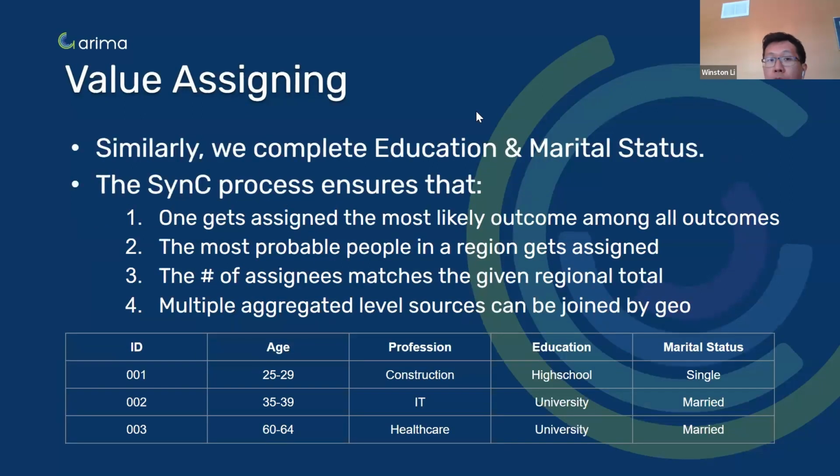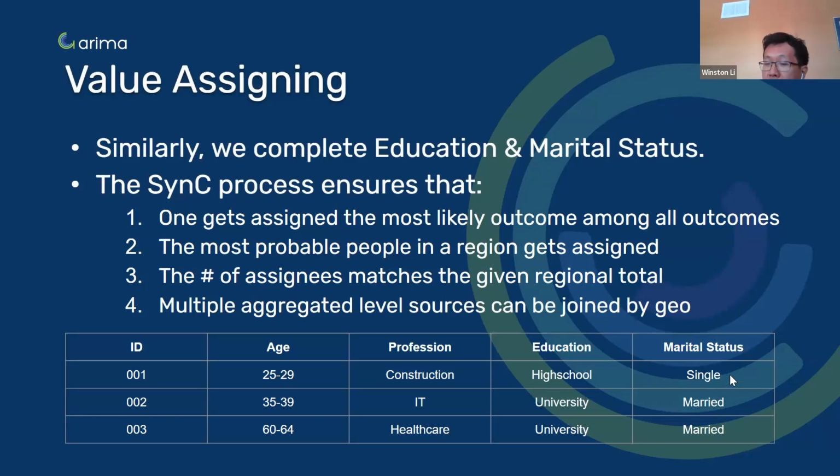And similarly, we use the same logic. Now, assuming we know people's age and profession, if we're told by census that one person is a high school grad and two people are university grads, I'd ask you, who do you think is more likely to be the high school grad? You'd probably say, well, I'm going to go with construction worker, and IT and healthcare seem like they require a little bit of an education, so maybe I'll assign them as university. And finally, marital status, again, same thing.